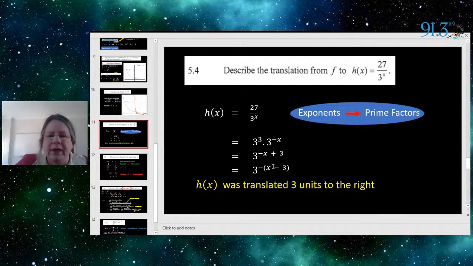And now we need to know it shifted 3 units. It says negative, but we use the opposite. So h(x) was translated 3 units to the right. Even though this says negative, we do the opposite. So it actually has the effect of shifting the graph to the right-hand side. So the answer is simple, but the theory behind it is quite extensive.